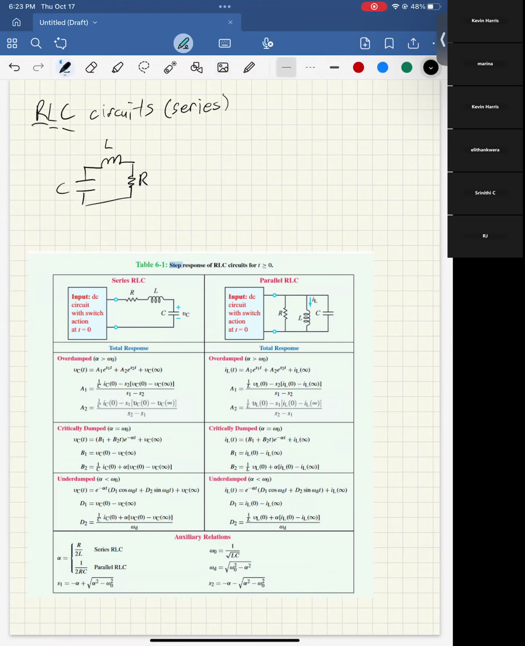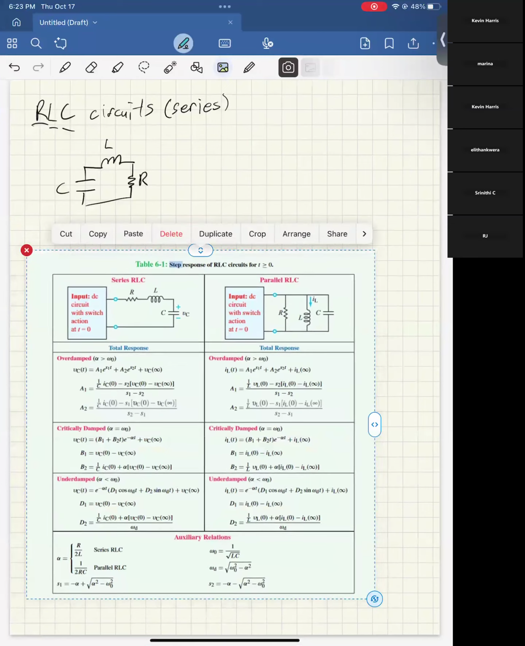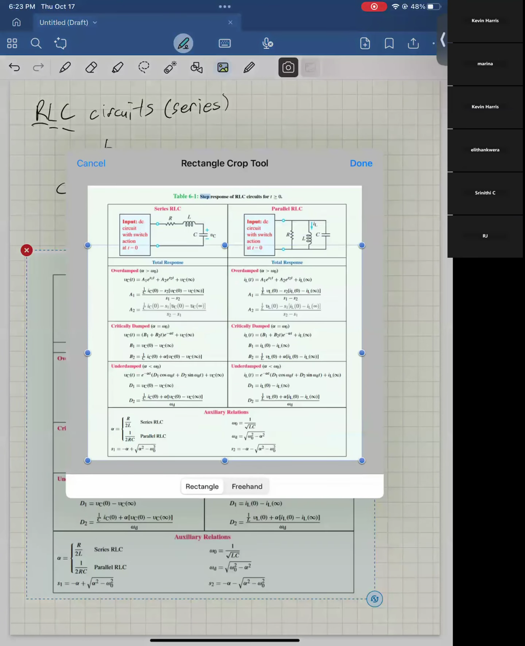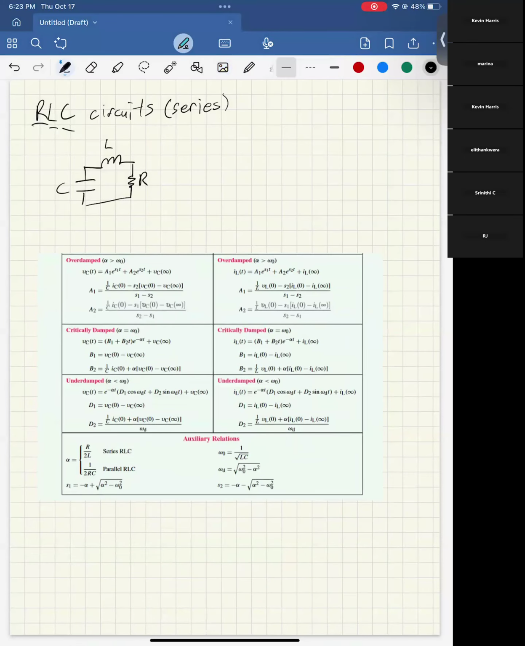I believe on your quiz, you will be provided this exact chart, but it will be missing this top section. So you'll have to know which side is parallel and which side is series. On the left here we have series, and on the right we have parallel. An easy way to figure this out: if they were in parallel, then it would look something like this.